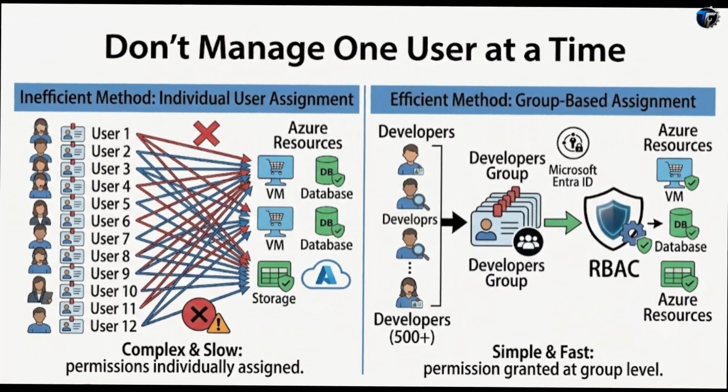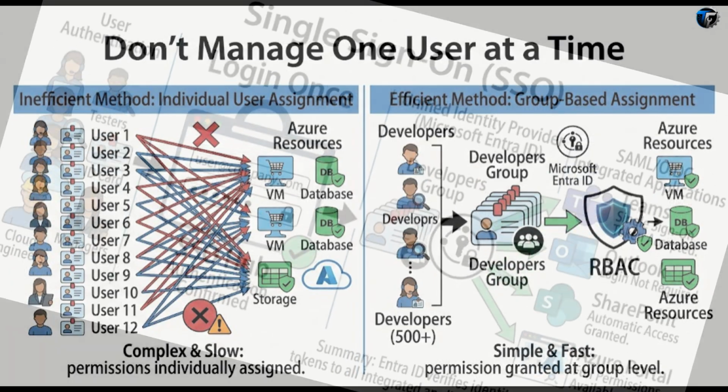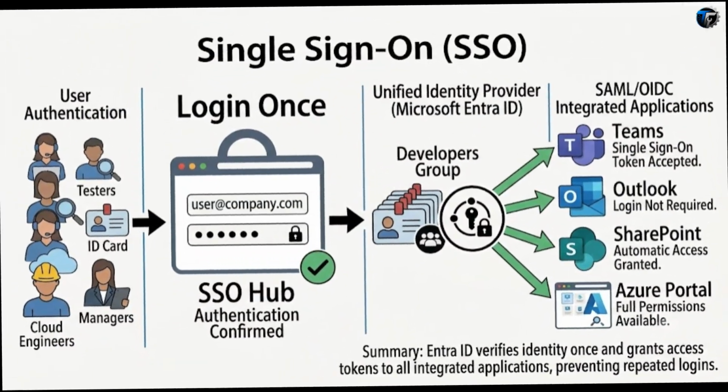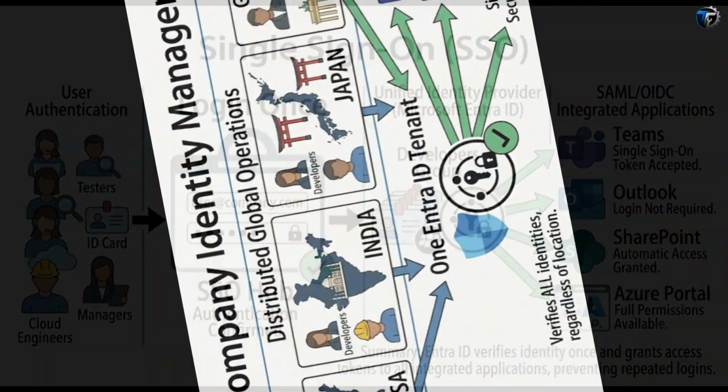Imagine hiring 500 developers. Would you assign permissions individually? No. Instead, you create a developers group. Anyone joining that group automatically receives the correct permissions. One of Entra ID's most powerful features is single sign-on. Log in once. Use Teams. Use Outlook. Use SharePoint. Use Azure Portal. No need to log in repeatedly.